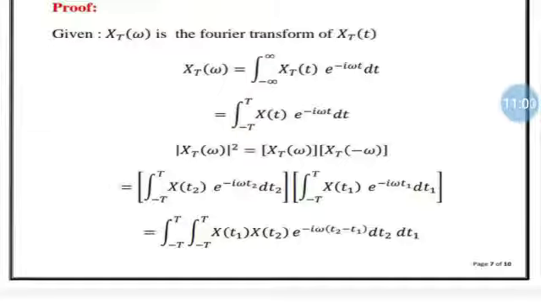We get integral minus T to T x of t2 into e power minus i omega t2 into dt2, into integral minus T to T x of t1 into e power i omega t1 into dt1. Here t1 and t2 are time instants, which is equal to the double integral minus T to T of x of t1 into x of t2, combining these two multiplications x of t1 into x of t2, e power minus i omega into t2 minus t1 into dt2 dt1.